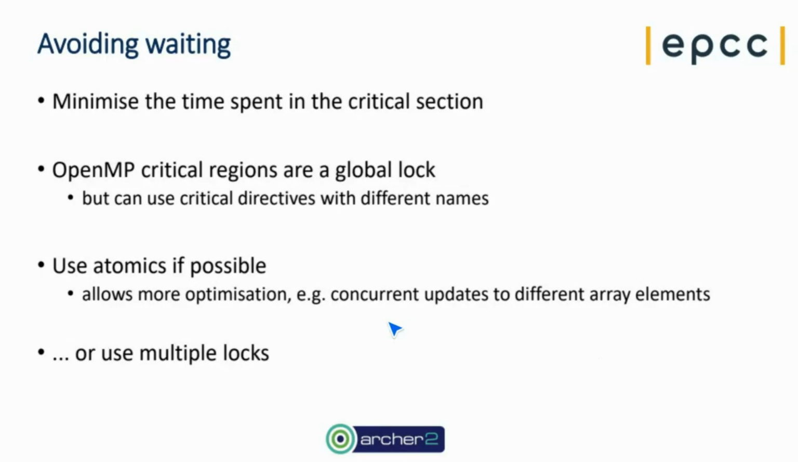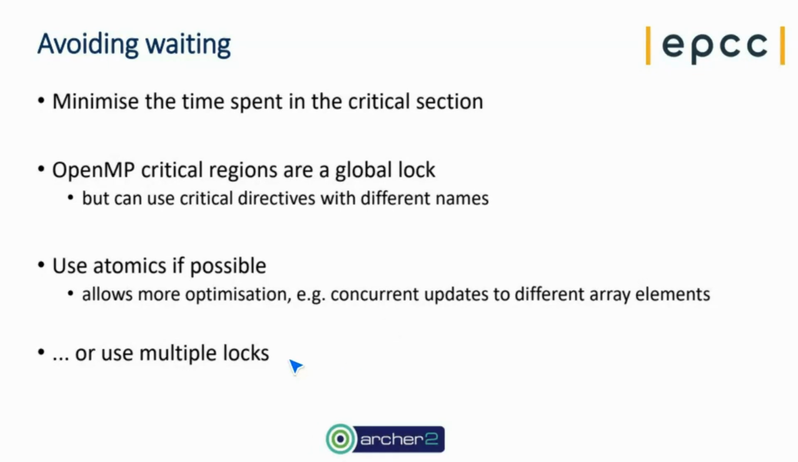If it's possible to use atomics, then you really should, because that allows a lot more optimization. In most implementations, it's significantly cheaper than a critical section, and it also allows things, for example, if the thing on the left-hand side that's being modified in an atomic update is an array element, then using atomics allows concurrent updates to different array elements, whereas using critical is just a lock, so that mutually excludes all of the updates.